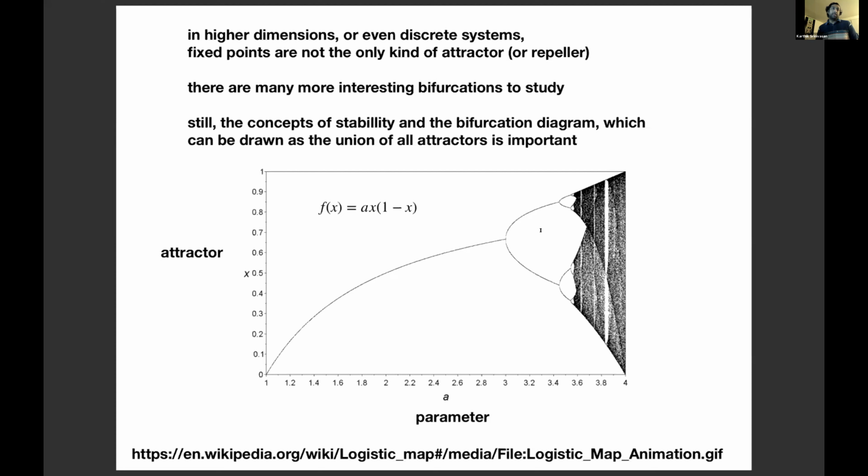So that's just to make the point that fixed points are not the end, but we understand fixed points very well. Okay, that's all. Thanks very much.